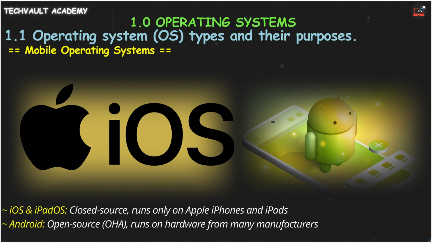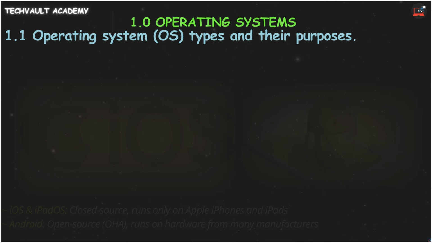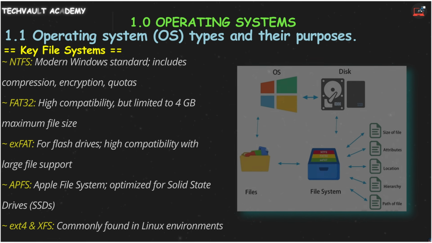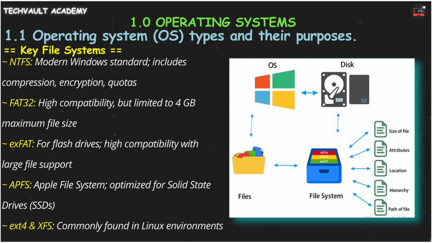Now, let's talk about how an OS organizes data, which is done through a file system. Think of a file system as the library card catalog for your storage drive. It tells the OS exactly where every piece of data is located. Here are the key file systems you need to know. NTFS is the modern standard for Windows, offering features like compression, encryption, and user quotas. FAT32 is an older system that's highly compatible across Windows, macOS, and Linux, but it has a 4 GB maximum file size, which is a major limitation today.